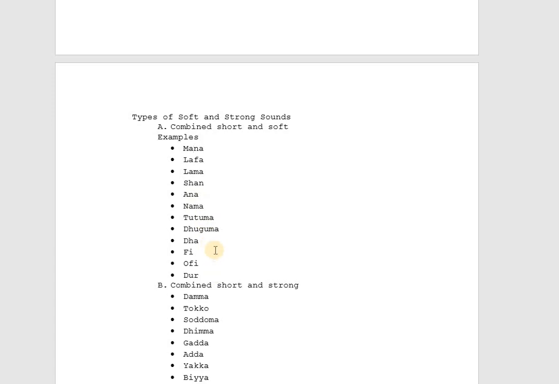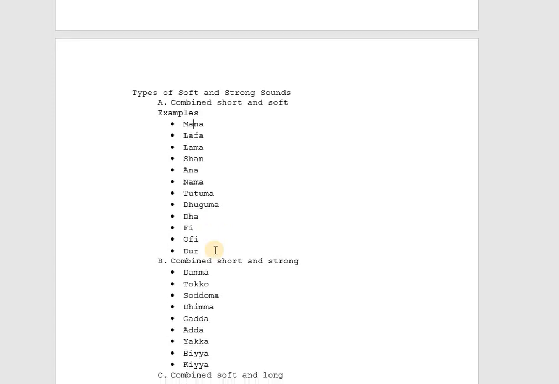We'll come to see others, and that will help your understanding. This is just to repeat. There are no rules here. We have seen them earlier as well. Mana, tutuma, uguma, da, fi, of, dur. So these are all short and are all soft.